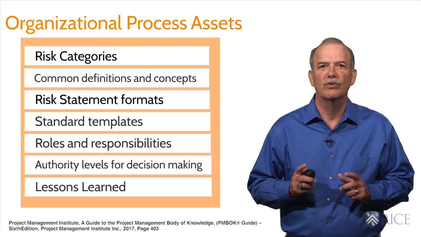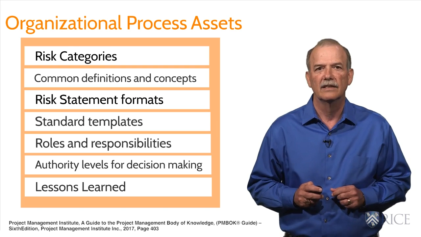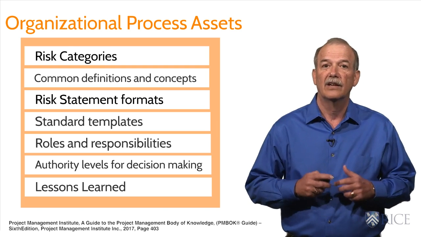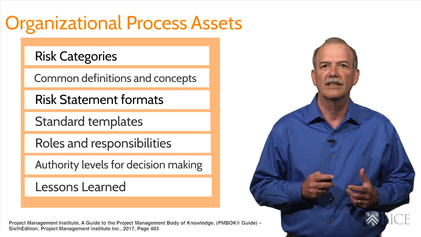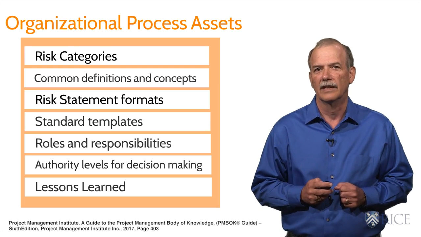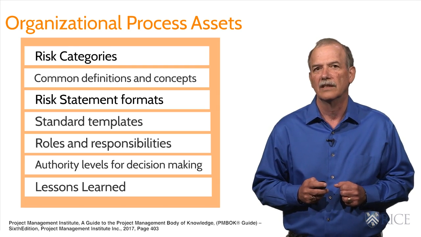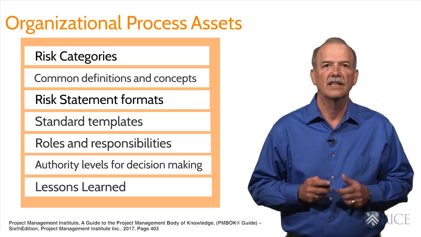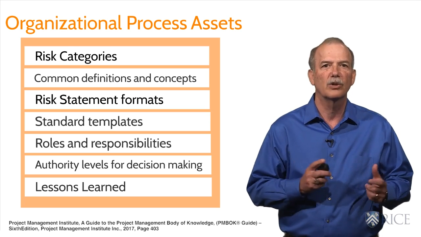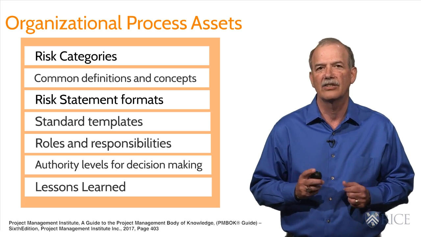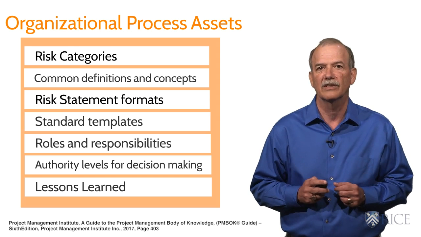Many organizations will have resources available to help the project manager develop the risk management plan. Specifically, they may have risk categories, which are a list of common risks seen in the industry with a checklist of the possibilities for your project. These might include common definitions and concepts for these types of risks. Risk statement formats. These formats can help you frame your risk in a meaningful way for the organization and also put them in a format that will aid in managing them. They could have standard templates for risk register and other documents.